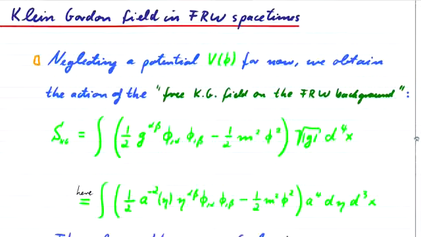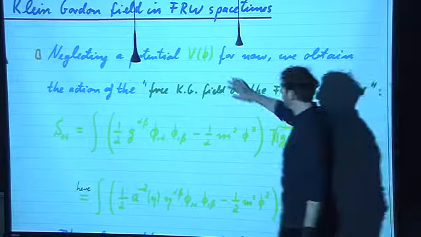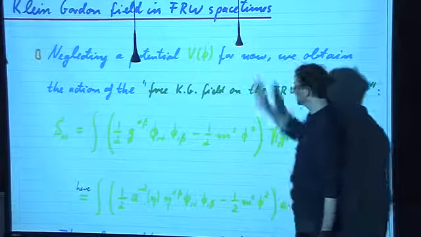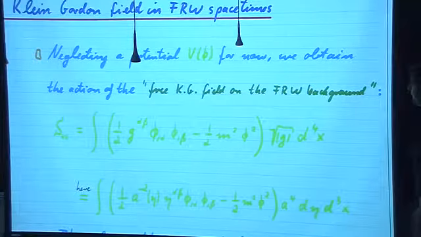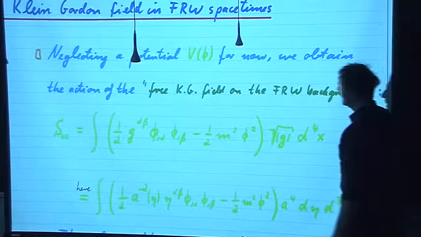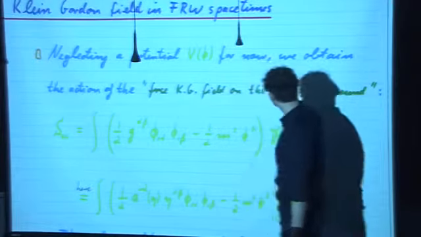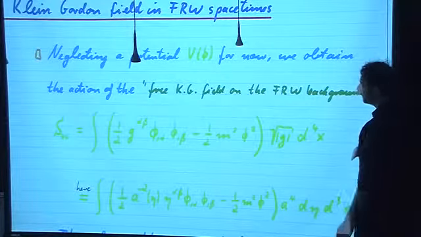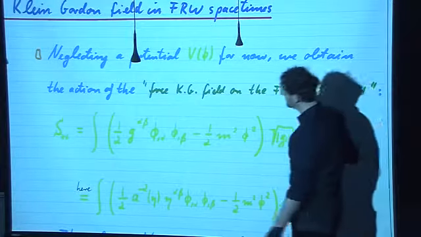Okay, so now we can do the Klein-Gordon field in FRW spacetimes. We will not introduce the potential for the Klein-Gordon field. Let's just look at the free Klein-Gordon field. Then the free Klein-Gordon field on a FRW background spacetime has this action here.